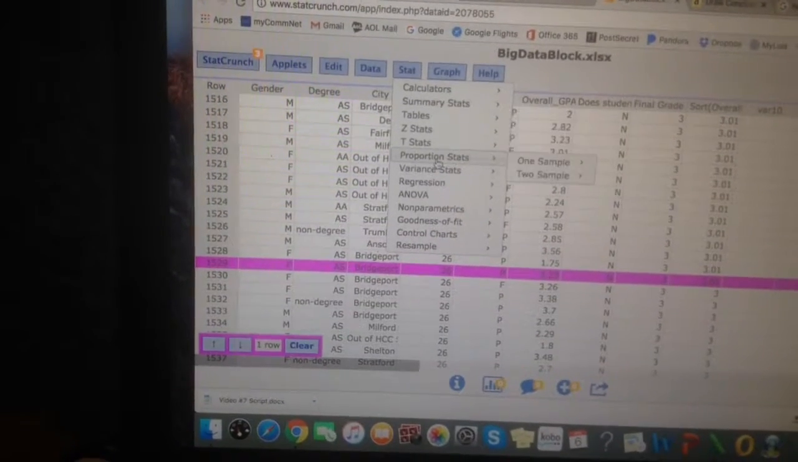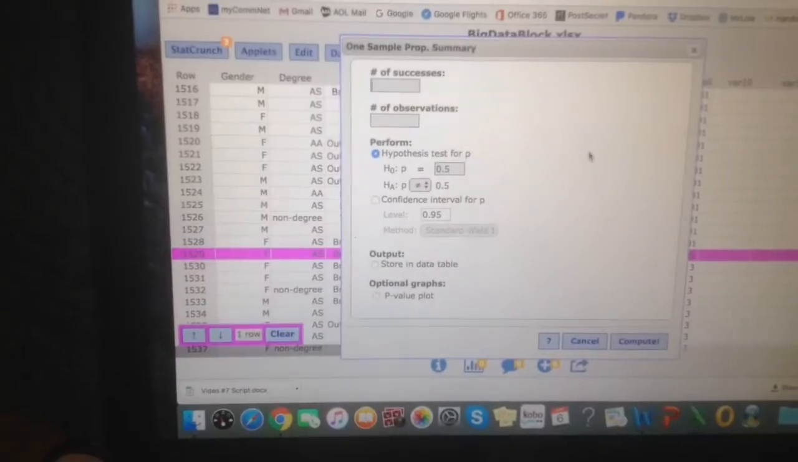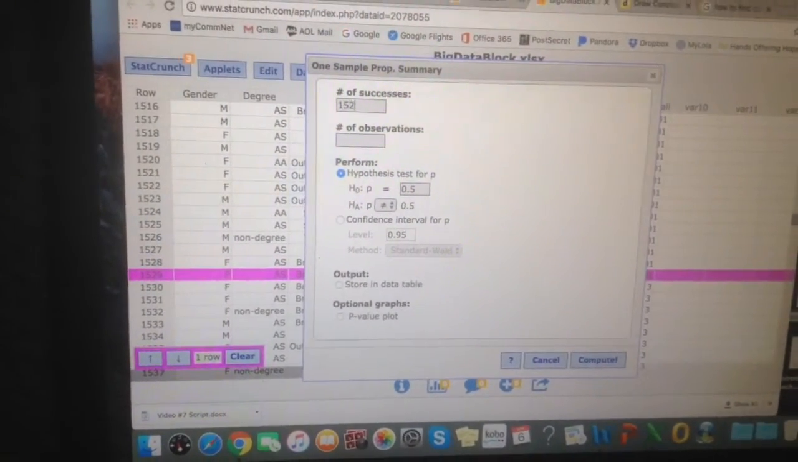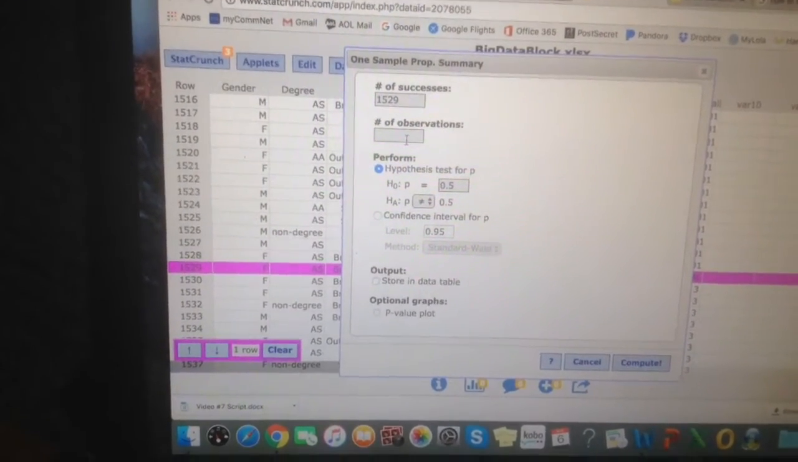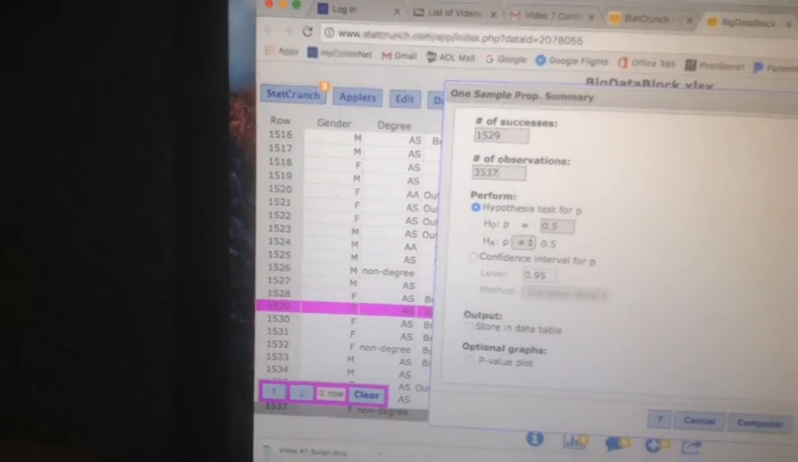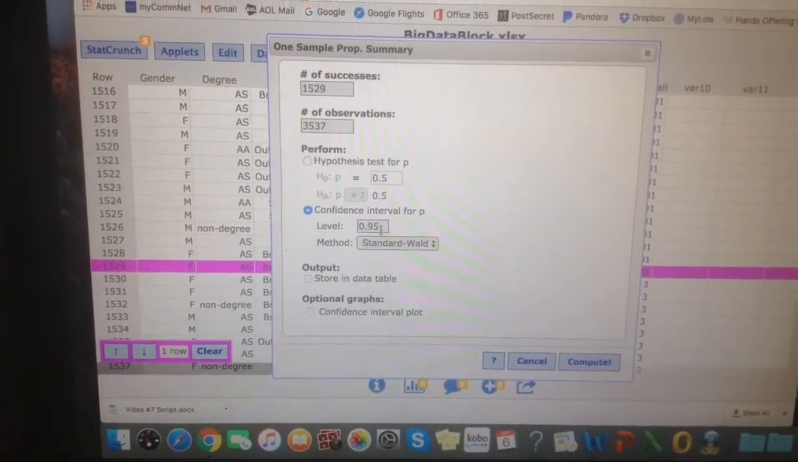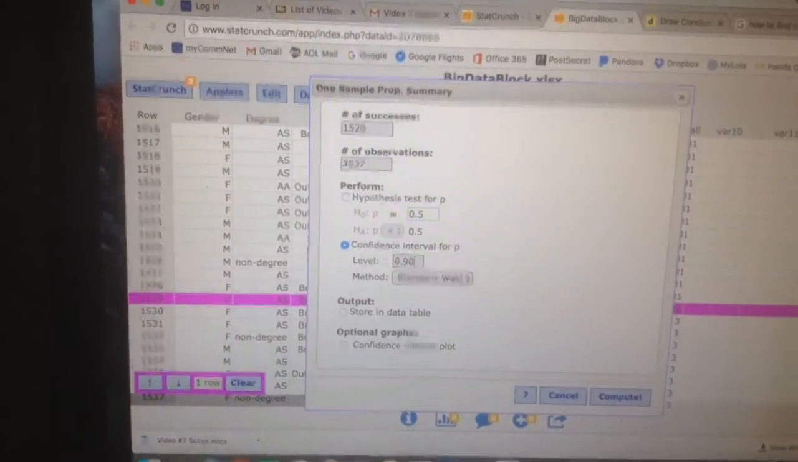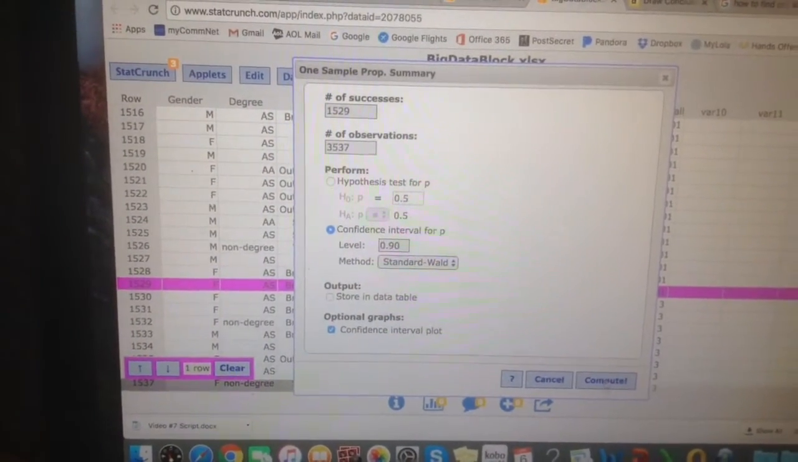So we can go to Stat, Proportion Stat, one sample, and we're going to do with summary today. So we know that there's the 1,529 students who are over the 3.0 GPA range, so we call those successes, out of the total number of students, which is 3,537. So we're doing confidence interval, and the proportion we want is 90%, it's 0.90. And we'll look at the interval plot.